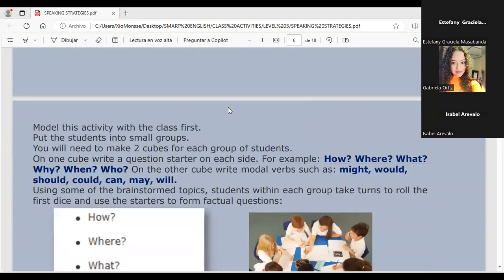Now we have here: model this activity with the class first. Remember that we have to model, okay? If they don't understand your instructions, you can pick up one of your students, select one of them and model with your student. What are you going to do? What are you going to play with them? Model this activity with the class first.